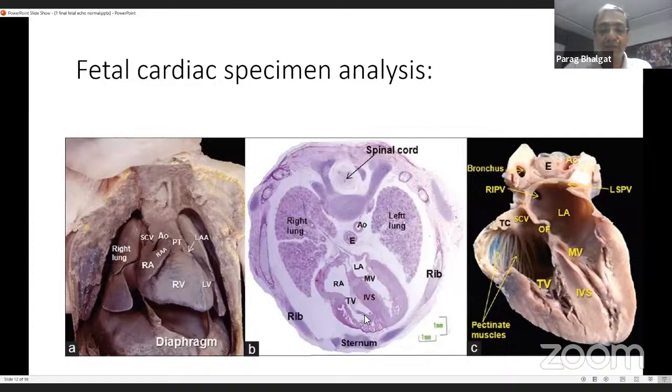This is the right ventricle with apical trabeculation and septal attachment of the tricuspid valve. Apically placed tricuspid valve as against the mitral valve, which is cranially placed. The same can be seen here. These are the pectinate muscles in the right atrial appendage. This is the appendage on this side.